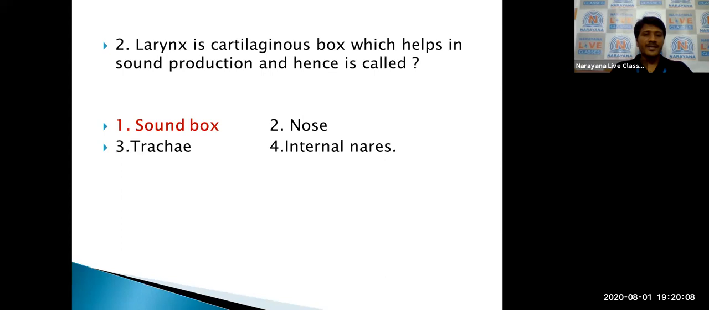The next question: the larynx is a cartilage box which helps in sound production, and hence it is called the sound box. The larynx is also known as the sound box or voice box. It is not involved in the respiratory movements. Other parts like the trachea and bronchi are involved in the transportation of gases.